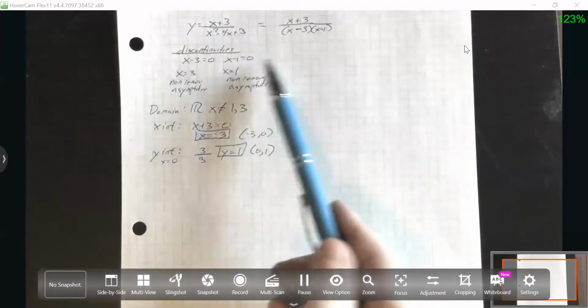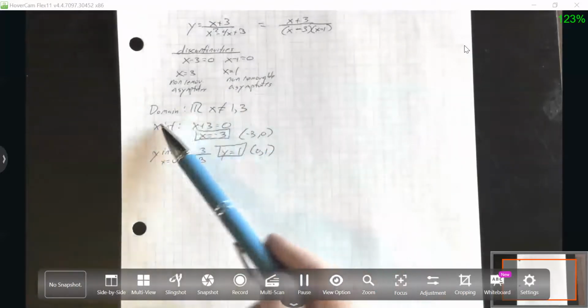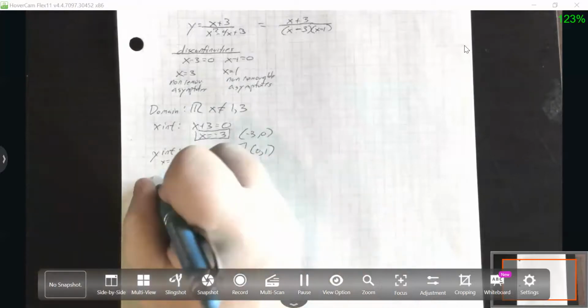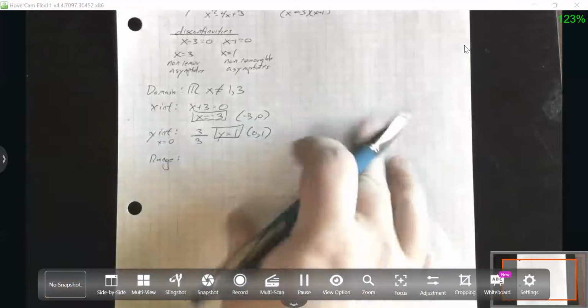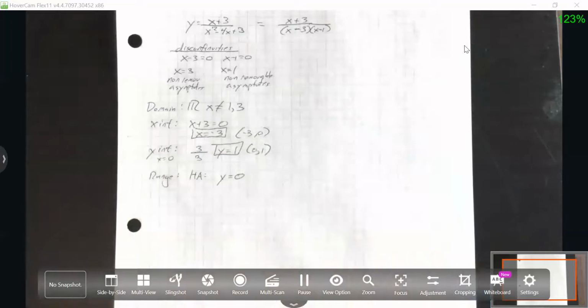Okay, so that's the discontinuities and the type, the domain, the x-intercept, the y-intercept, and let's talk about range. When we're talking about the range, we're looking for two things, horizontal asymptotes and holes. So I deal with my horizontal asymptote first. The degree on top is 2, the degree on the bottom is 1... the bottom is bigger than the top, so we have a horizontal asymptote of y equals 0.